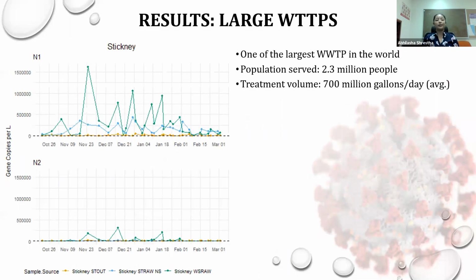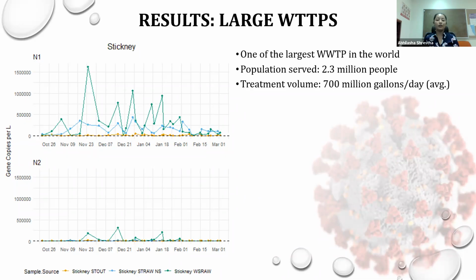So here are the results for the Stickney wastewater plant. I don't know if you all know that Stickney is one of the largest wastewater plants in the world, and it serves around 2.3 million people. On average, the treatment plant processes 700 million gallons per day of wastewater and has a capacity to process almost 1 billion plus gallons a day.